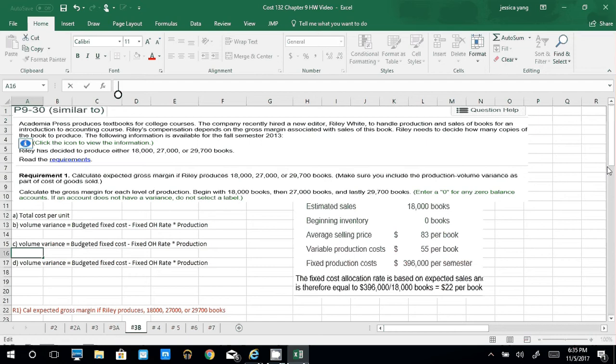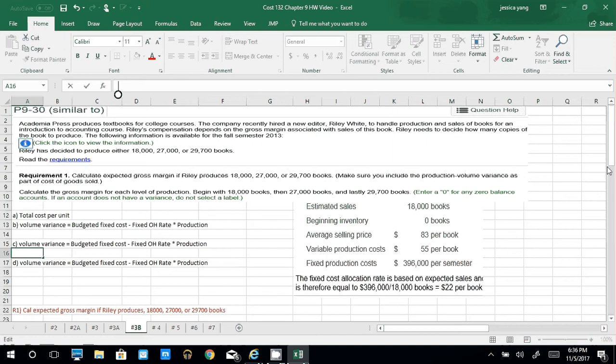The following information is available for the fall semester 2013. Estimated sales of 18,000 books. Beginning inventory, 0 books. Average selling price, $83 per book. Variable production cost, $55 per book. Fixed production cost, $396,000 per semester. The fixed allocation rate is based on expected sales and is therefore equal to $396,000 divided by 18,000 books, which is equal to $22 per book. In requirement number 1, calculate expected gross margin if Riley produces 18,000, 27,000, or 29,700 books.